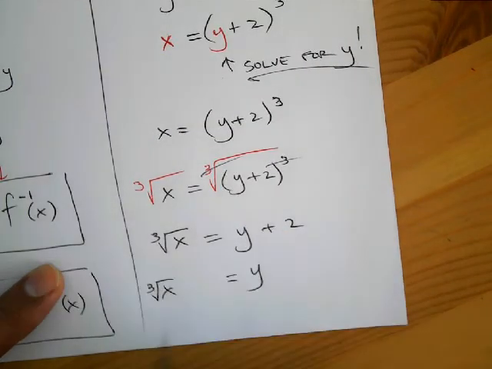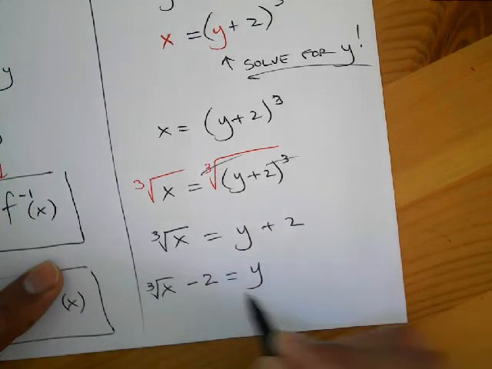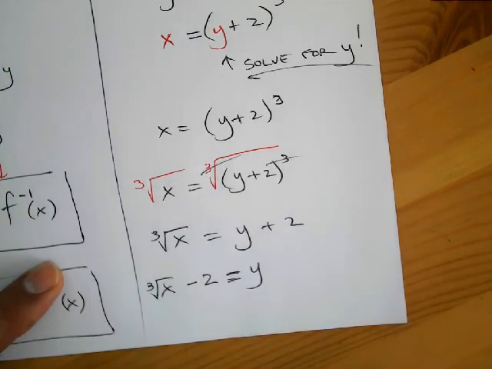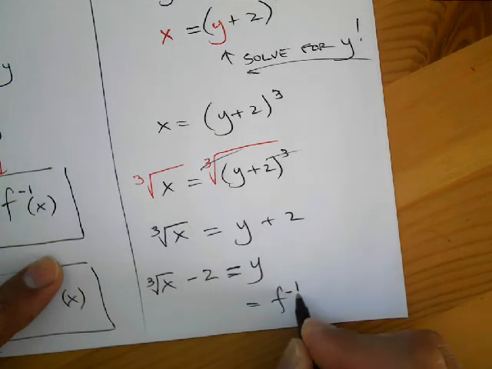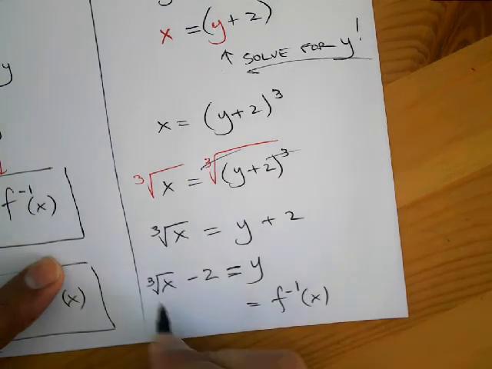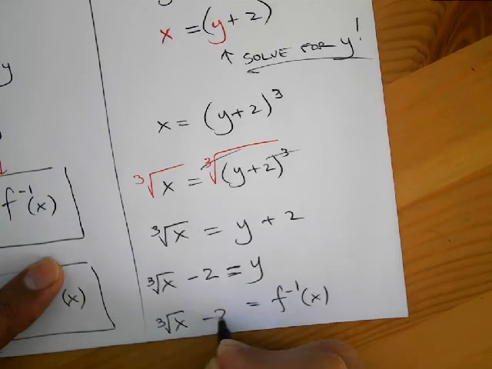Y is equal to the cubed root of x, and that positive 2, when you move it over there, becomes a minus 2. And so now here's your inverse. Remember that y, that new y, is your inverse.